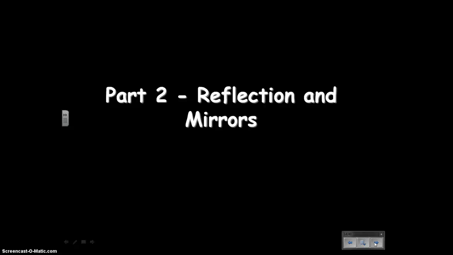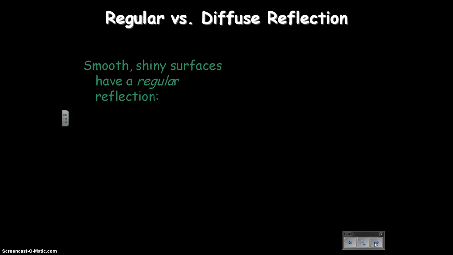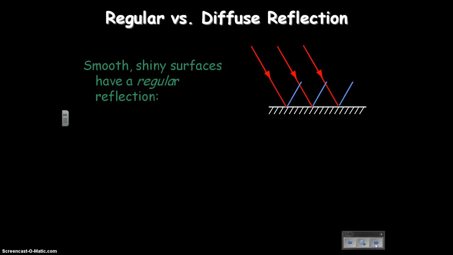Part 2. Reflection and mirrors. So regular versus diffuse reflection. So we have smooth, shiny surfaces have regular reflection, right? Just as you can see right there.